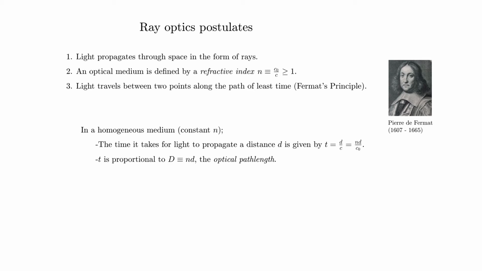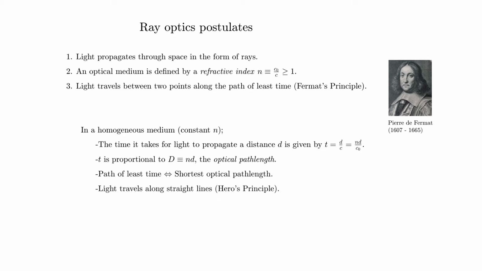Since the refractive index is a unitless quantity, the optical path length has units of length, and is simply a scaled distance. I like to think of it as the distance the light would have traveled in free space in the same amount of time t. And as the time t is directly proportional to the optical path length, finding the path of least time is equivalent to finding the shortest optical path length.